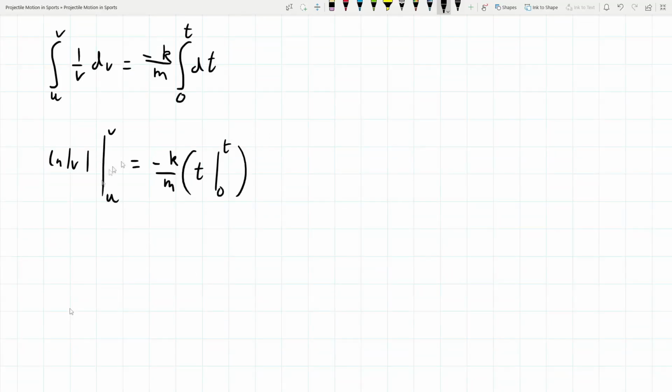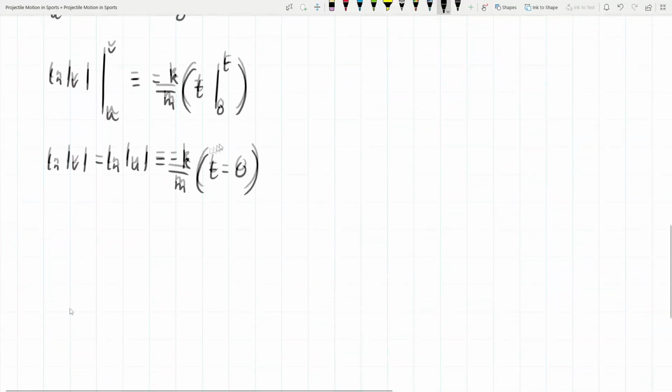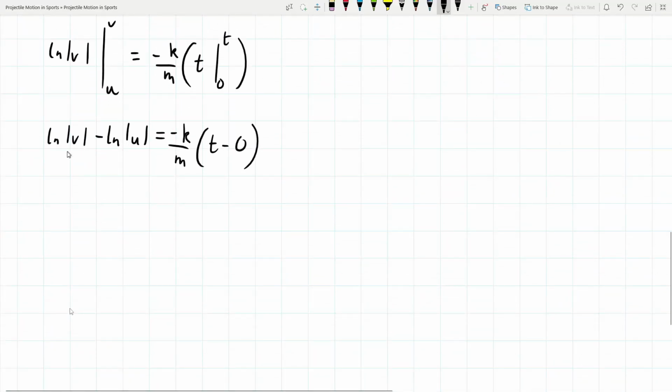So now we can just put in the values, so we get ln of v minus ln of u equals minus k over m times t minus 0. So we can simplify this a bit using the log laws. If you have a log minus another log and they have the same base, you can just divide them. So we get ln of v over u equals minus kt over m.